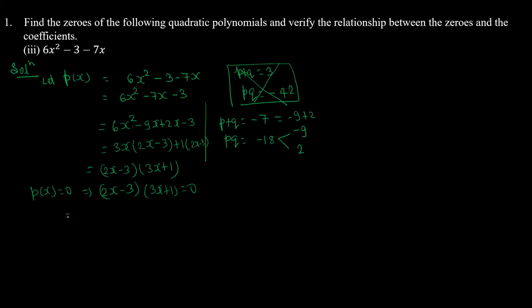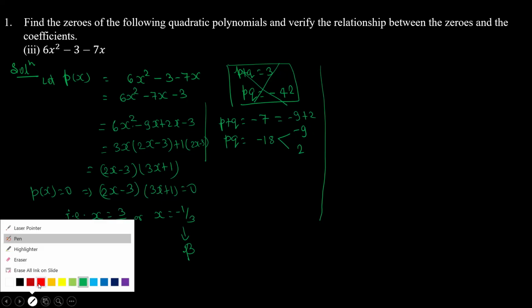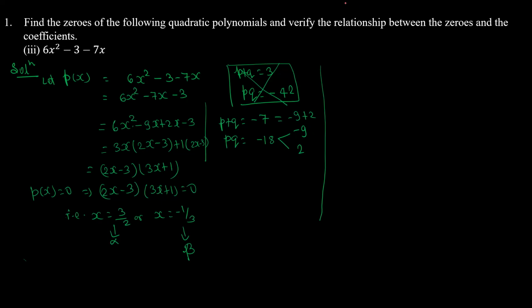So here we'll get x equal to how much? 3/2, or you will get x equal to -1/3. So this one we can take as alpha, this one we can take as beta. So now we got alpha and beta, that is the zeros we have obtained. Okay. Now what is the next step? Next we have to verify.